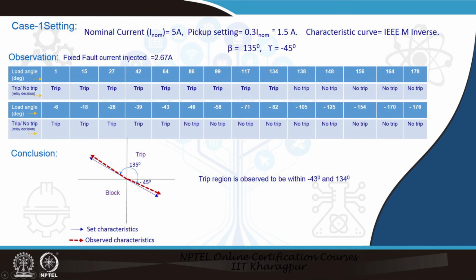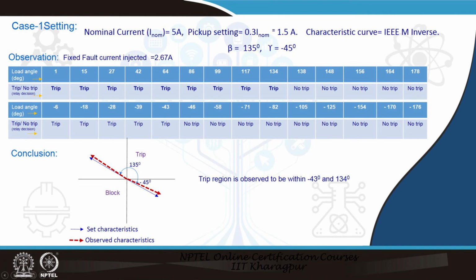and beyond 134 degree, for 138 degree and 148 degree, we find that there is no trip. And when it is again minus 6 degree, minus 18 degree it trips, and minus 39 degree also trips, minus 44 degree also trips, and minus 46 degree does not trip, because our gamma setting is minus 45 degree. So, there is a clear demarcation between trip and no trip with this gamma value, and in other regions it did not trip for the higher angle on the negative side.